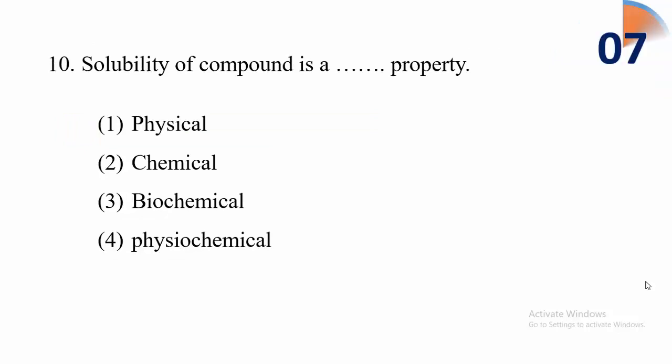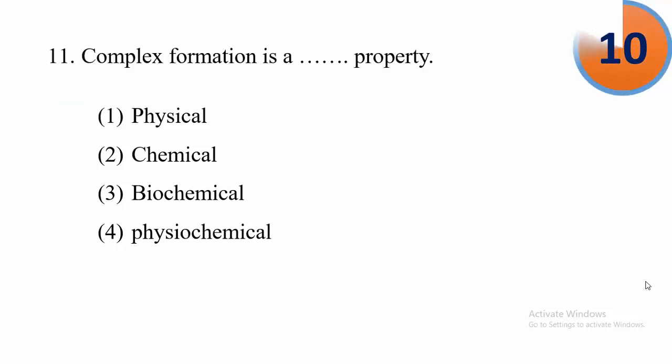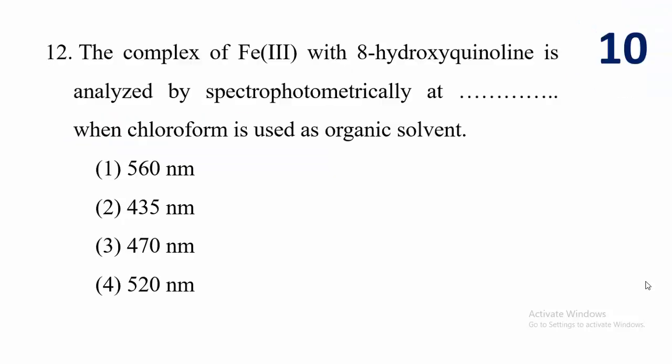Solubility of a compound is dash property. There are different types of properties. Solubility is which type of property? Physical, chemical, biochemical, or physicochemical. It is a physical property. Complex formation is dash property, either physical, chemical, biochemical, or physicochemical. Like solubility is a physical property, complex formation is a chemical property. The option is chemical property.